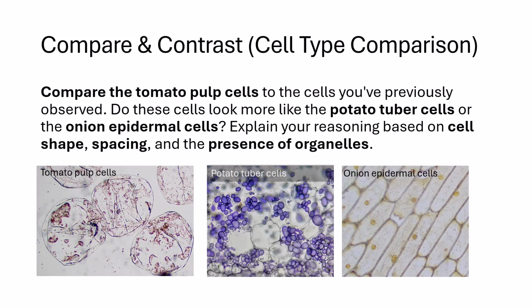Now compare tomato pulp cells to the other tissues you've observed. Do they resemble the onion epidermis with its neat brick-like pattern? Or do they look more like potato tuber cells, which are larger, more loosely arranged, and specialized for storage? Use evidence from your observations, especially cell shape, spacing, and the types of organelles you see. Pause the video to answer this question.